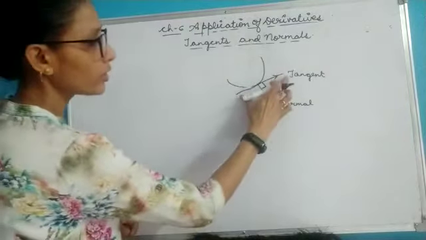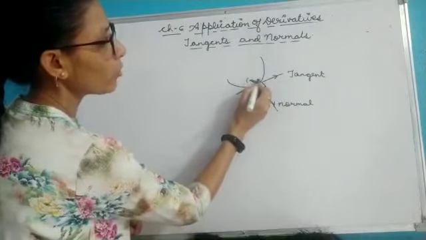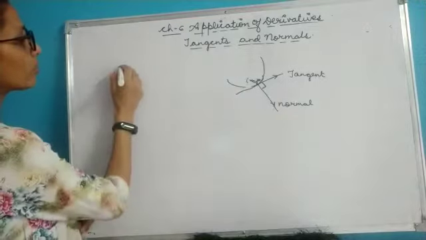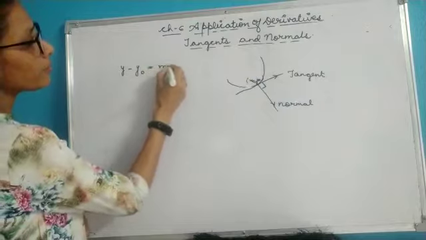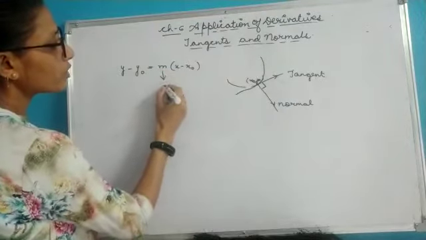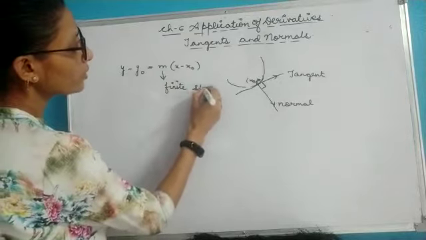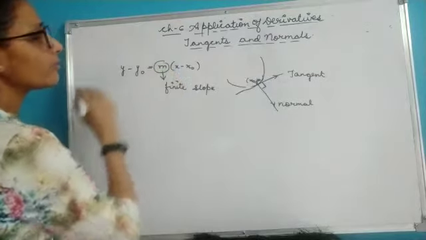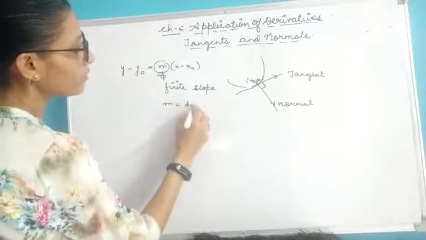Now children, in class 11th you have read the equation of tangent, or I can simply say this is a line. So the equation of a line which passes through say x naught y naught can be written in the form y minus y naught equals m into x minus x naught, where m is the finite slope of the line.